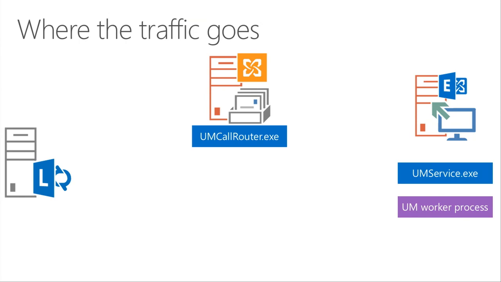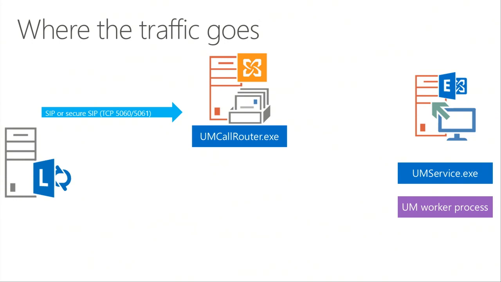So if you think about what's happening, Alice is trying to leave a voicemail for Bob. So she's going to place a call, which is going to arrive at Lync, and then a bunch of stuff is going to happen, and Bob will end up with a voicemail in his inbox. So first, let's talk in gross terms about where the traffic goes.